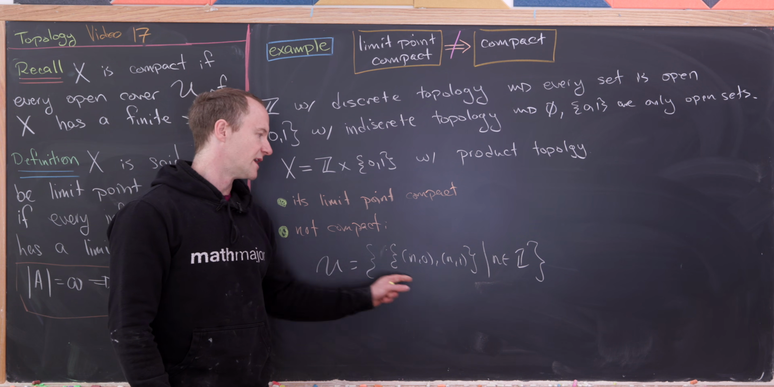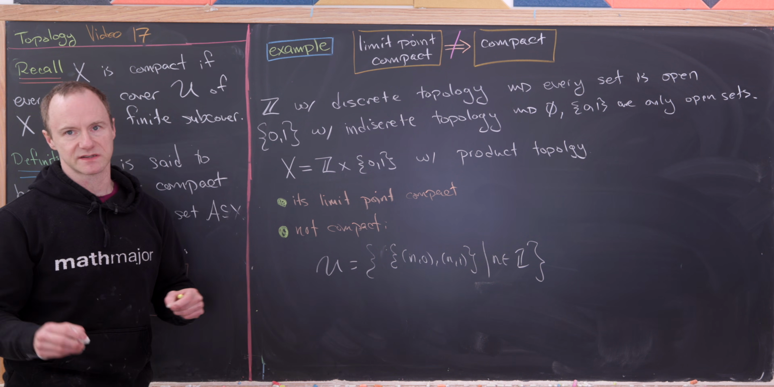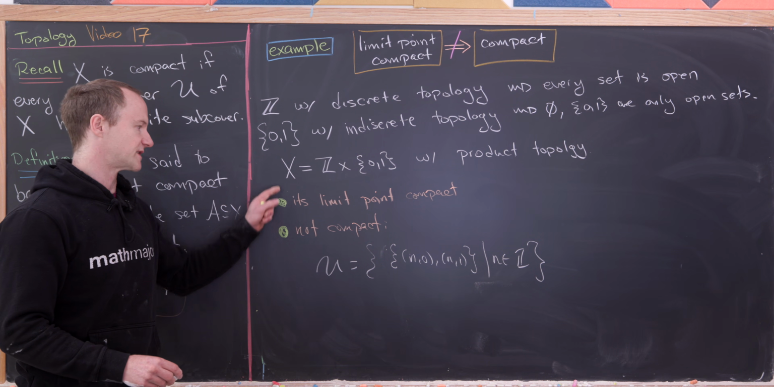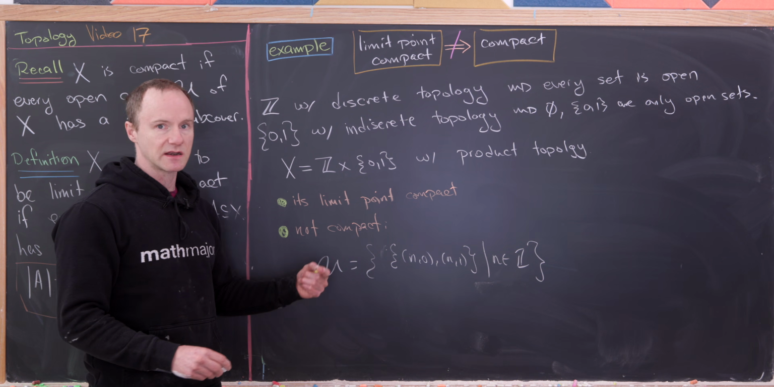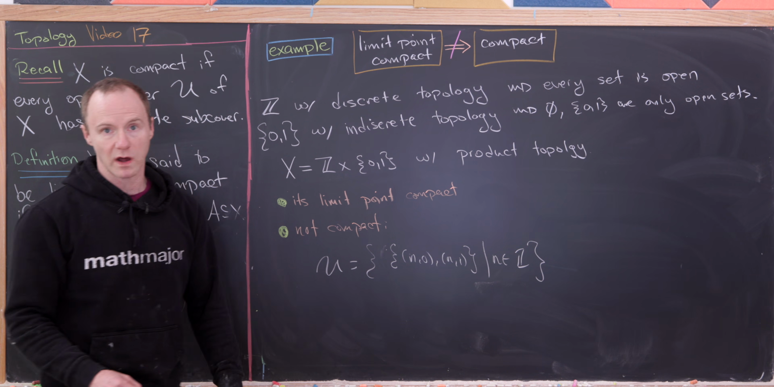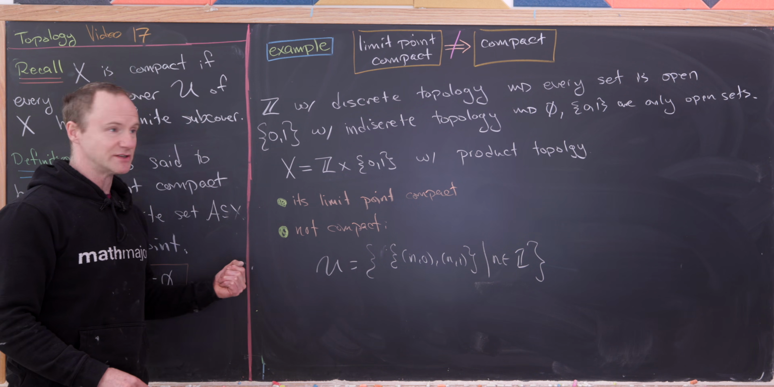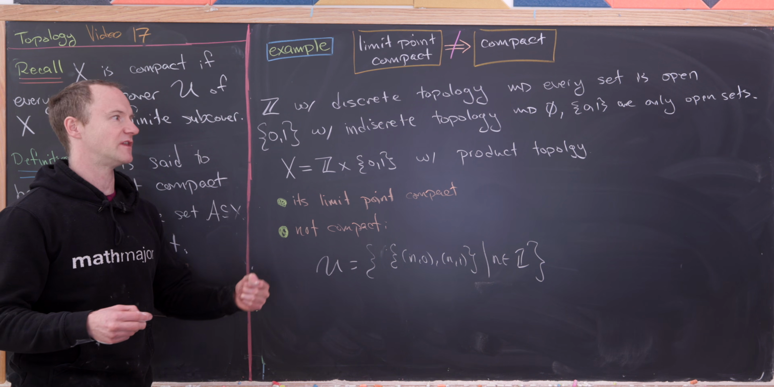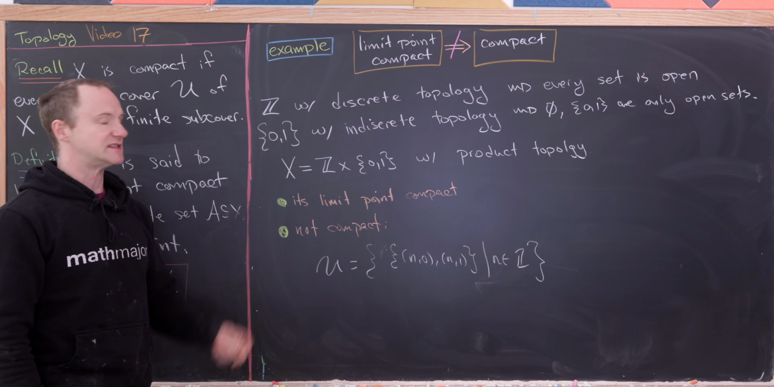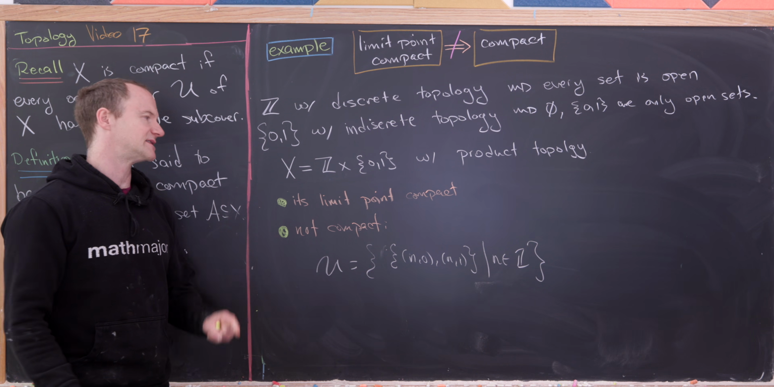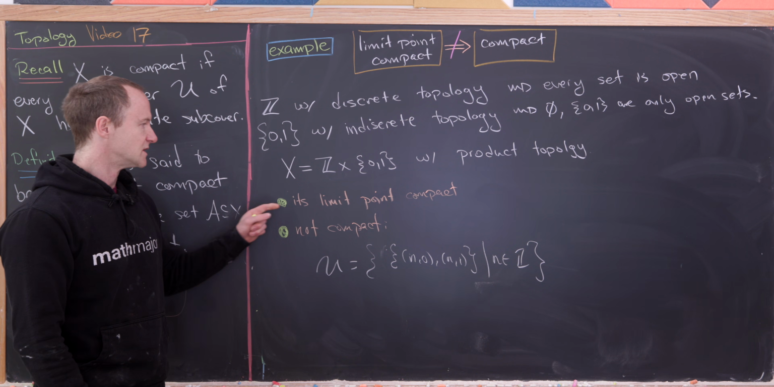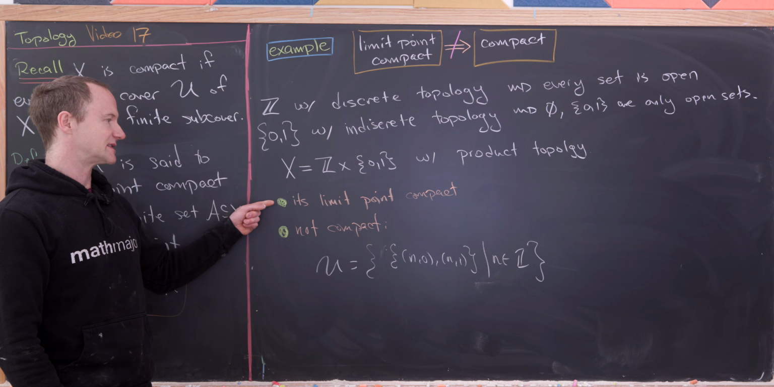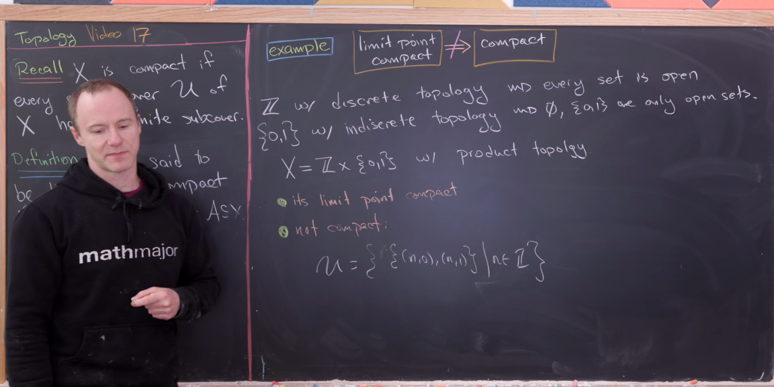We argued why this set that we're building this collection out of was open. It clearly covers X, because if you take (n, something), it's going to be in one of these. And also it has no finite subcover, because if it had a finite subcover, then necessarily Z would be a finite set. But we know that Z is not a finite set. So we've just shown that this space X that we've constructed is limit point compact, but not compact.